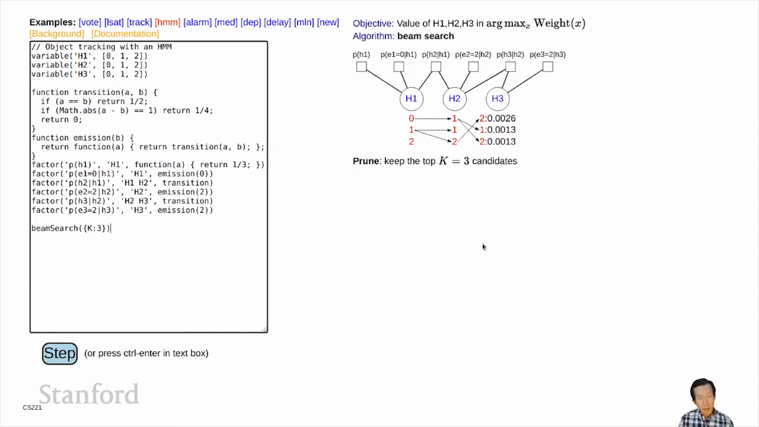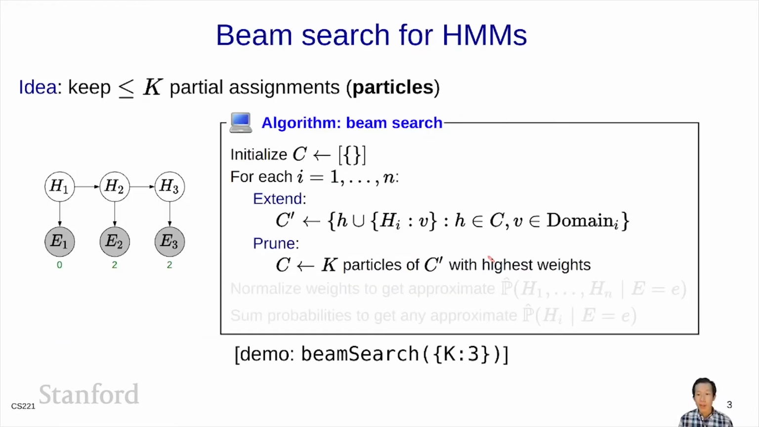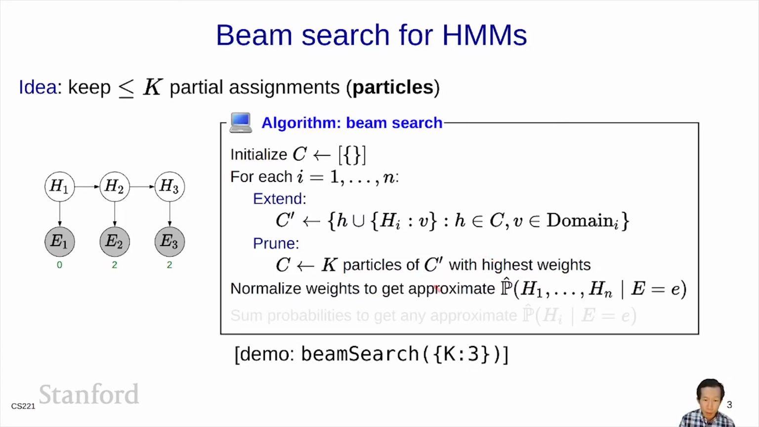But in the case of particle filtering, we're interested in answering filtering queries. So what we're going to do instead is normalize the weights over all the particles to get an approximate distribution over assignments. And now we're going to pretend this is a joint distribution over H1 through Hn given the evidence. And now I'm going to just sum probabilities to get any approximate smoothing query or filtering query I like.